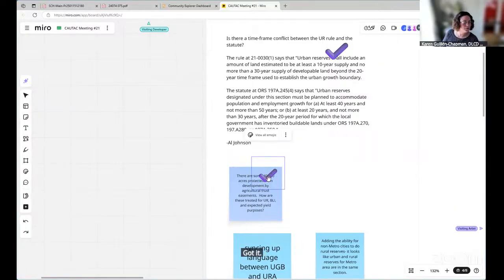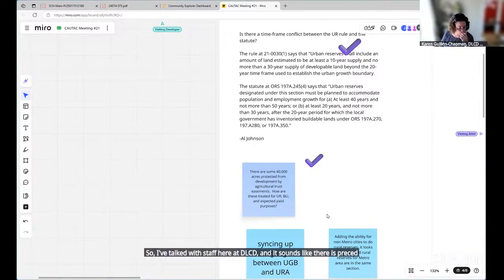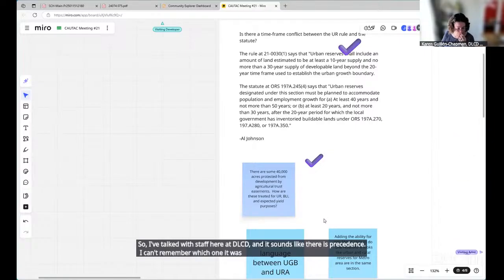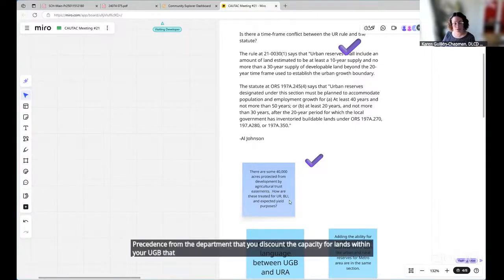What happened here? Okay, so this is the one we're on. Agricultural trust easements. So I've talked with staff here at DLCD, and it sounds like there is precedence. I can't remember which one it was. Maybe it was McMinnville, and Kevin help me out if I'm mistaken. There is precedence. Does that sound right? Precedence from the department that you discount the capacity for lands within your UGB that have agricultural easements.